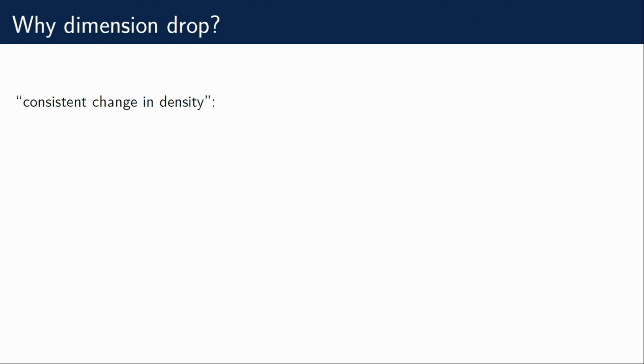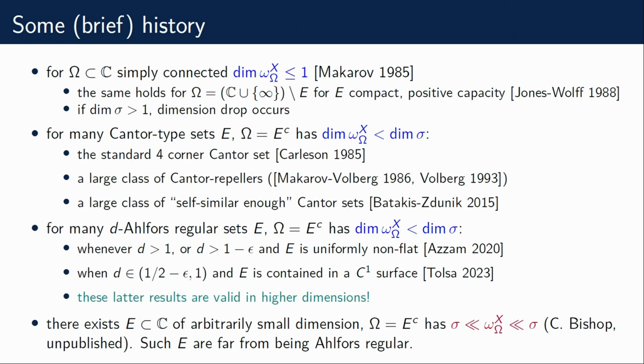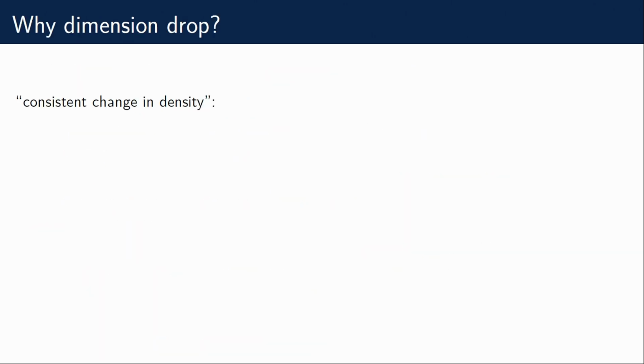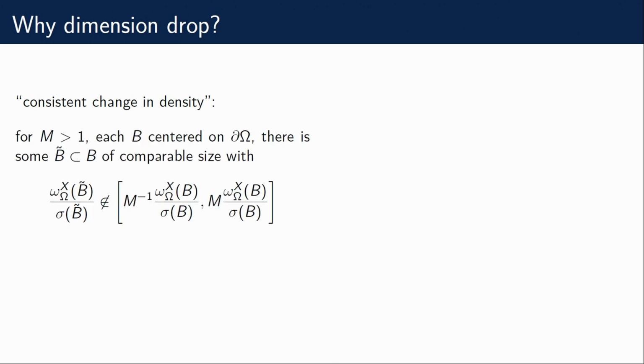Okay. So there is a large class of results for which we have dimension drop of harmonic measure. I think it's interesting to tell you when dimension drop happens, and I can tell you one mechanism which gives it. I'll call it something like consistent change in density.